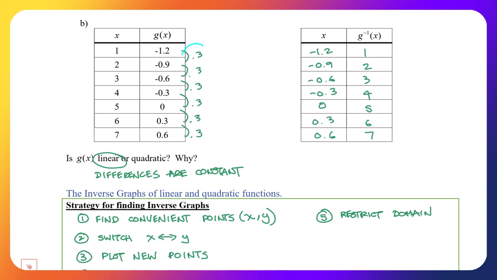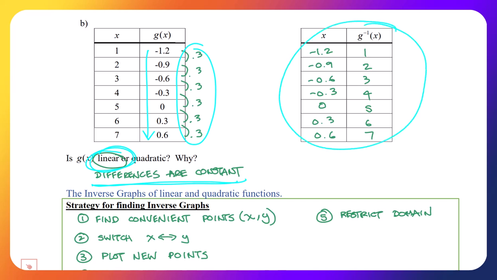In this case, the numbers are getting bigger, so the rate of change is positive, and the difference each time is 0.3 as it gets bigger. So the first difference is a constant, therefore it is linear. If we switch the x's and y's, we get the inverse function. And if it's linear, it's also invertible. Every x is 1y, every y has 1x.